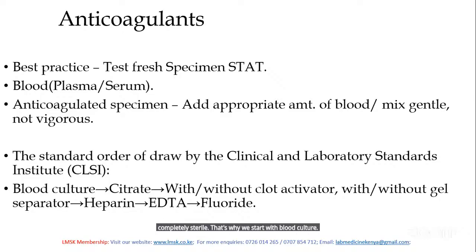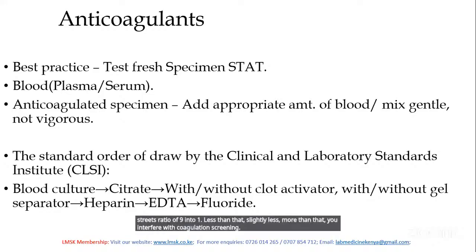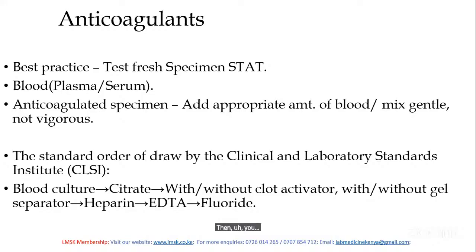Then the citrate is next because, again, this one you really strictly require the required proportion, which is 9:1. This is for coagulation screen, which really requires a strict ratio of 9:1. Slightly less than that, or more than that, you interfere with coagulation screening. Then next is a plain tube for serum or a tube with the clot activator. Then followed with the heparin.